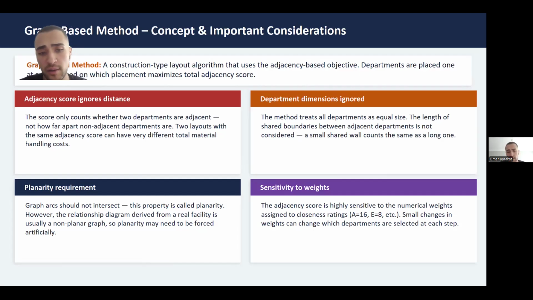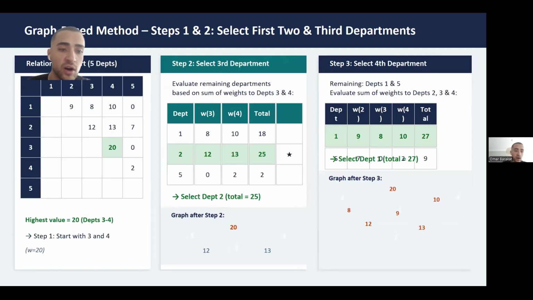Planarity required, but rarely achievable. Graph arcs should not intersect, but the relationship diagram from a real facility is almost always non-planar. The method forces planarity, which may distort the result. And finally, sensitivity to numerical weights. Small changes in the weight assignments can change which departments are selected and the final layout.